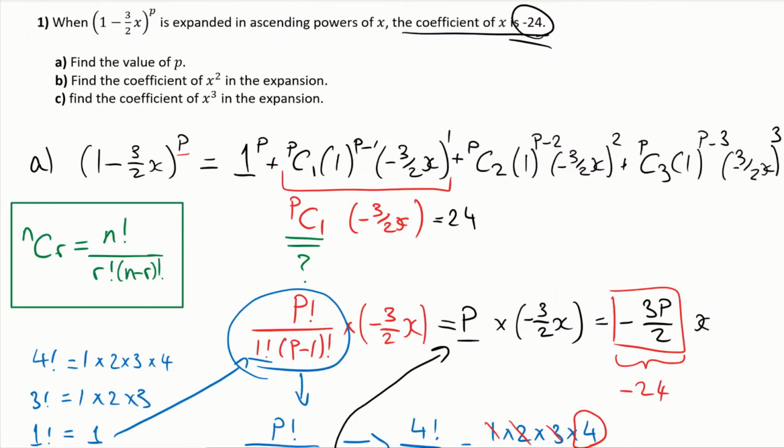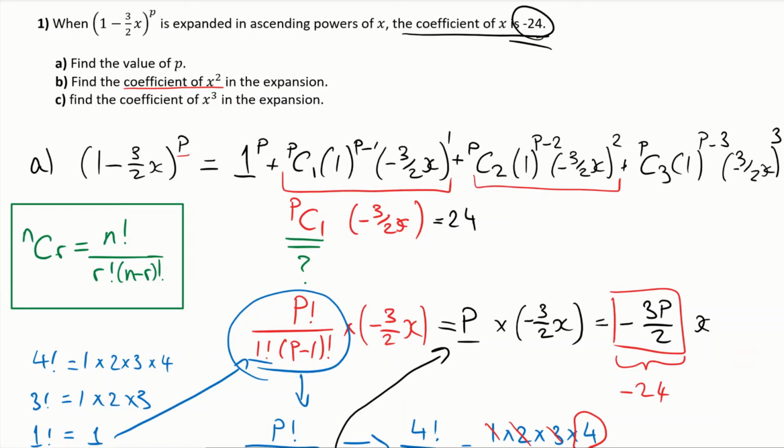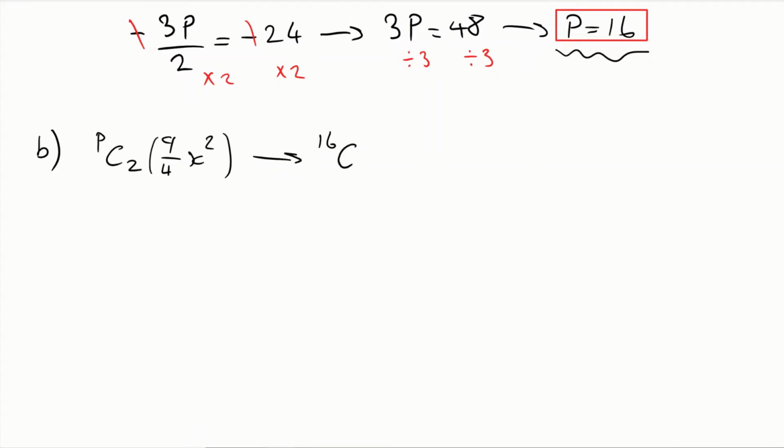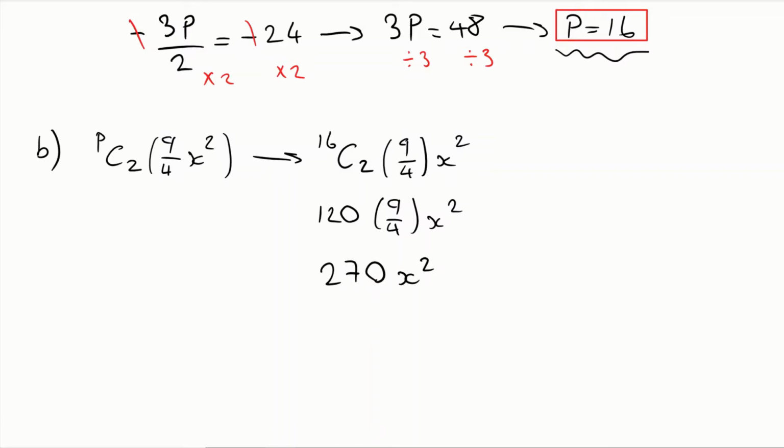And that's it. Okay, so for part B, we need to find the coefficient of x squared. The coefficient of x squared lies in the third term of our expansion, and that will simplify to pC2 multiplied by 9 over 4 x squared. Now that we know what p is, we can rewrite it as 16C2 multiplied by 9 over 4 x squared. 16C2 is 120, which we multiply by 9 over 4 x squared, and that all simplifies to 270x squared. Therefore, our coefficient of x squared is simply 270.